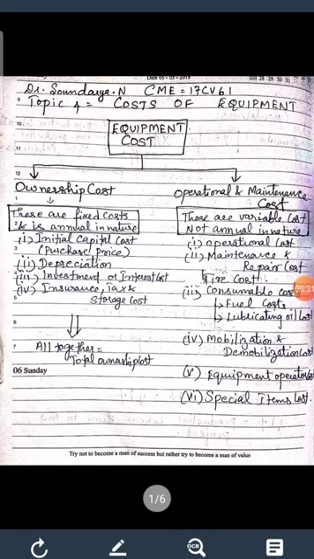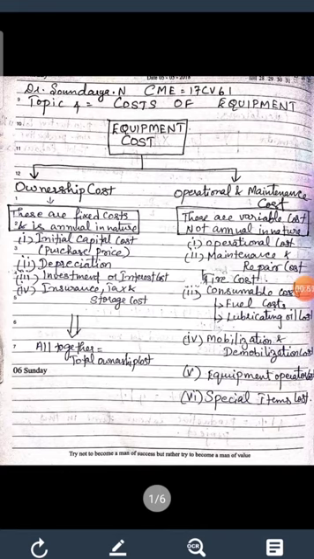Under ownership cost, you again have four subheadings. One, initial capital cost, or it's called the purchase price. Two, depreciation. Three, investment or interest cost. Four is insurance, tax and storage cost. All these put together form the total ownership cost.